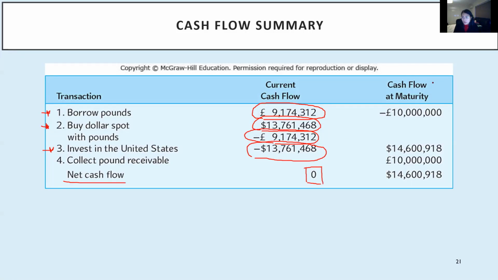In the future, when the loans mature, we are going to pay back our loans of 10 million pounds using the money that we receive from British Airways. And what is left is the US proceeds here, 14.6 million USD. Okay.